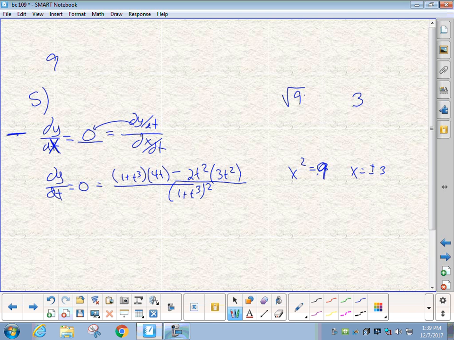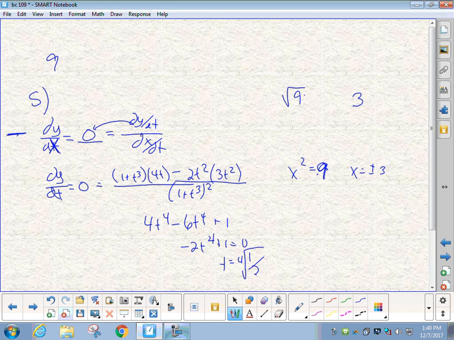Can you cancel out the 1 plus t cubed squared, or can you just get rid of it? I don't really care because that would be undefined and that's not going to select the I. So you can just focus on the top. 4t to the 4th minus 6t to the 4th plus 1. That feels okay. Negative 2t to the 4th plus 1. I get 4th root of 1/2. That's not right. What did I do wrong?